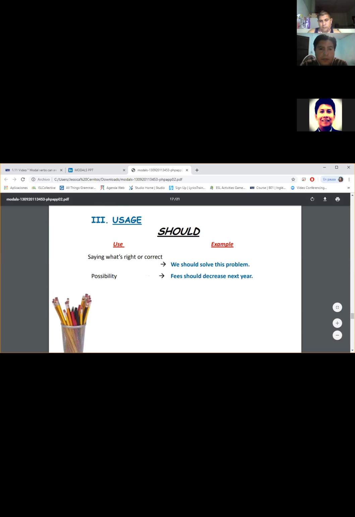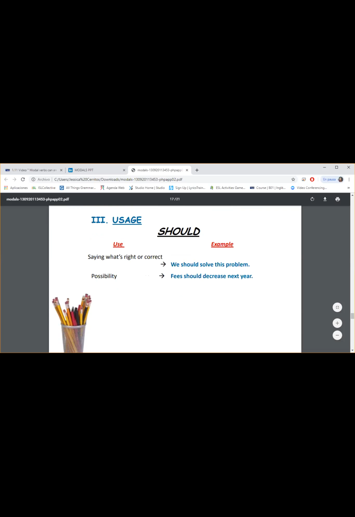All right. Let's see. Federico, can you read the usage for should, please? Federico? No? All right. Lucrecia? Okay. Saying what's right or correct. Example, we should solve this problem. Very good. Or possibility. Example, fees should decrease next year. All right. Fees should decrease next year. What is the meaning of fees? Fee is like payments, like los pagos.